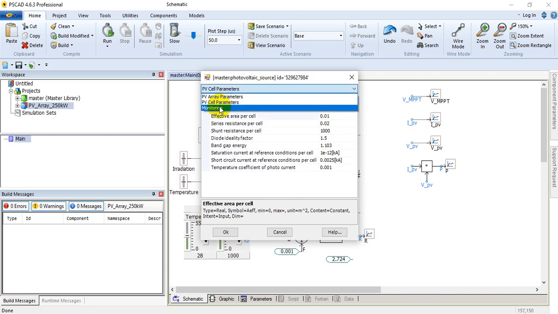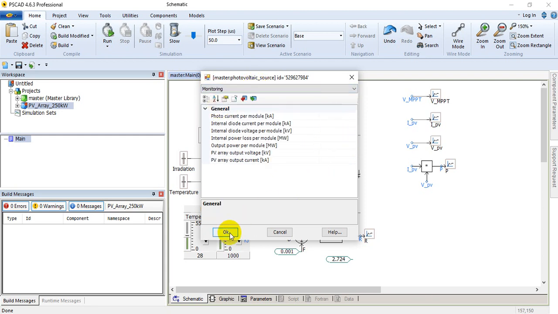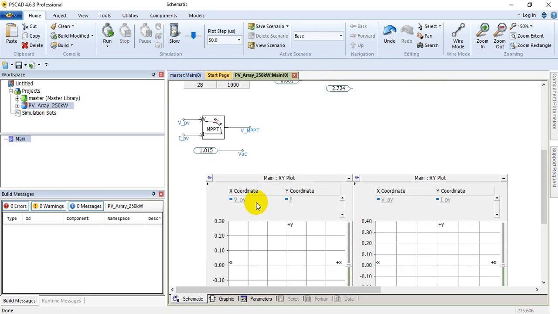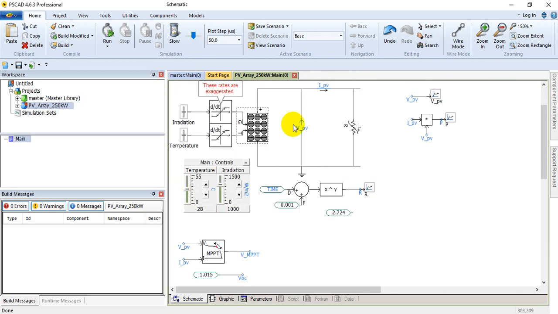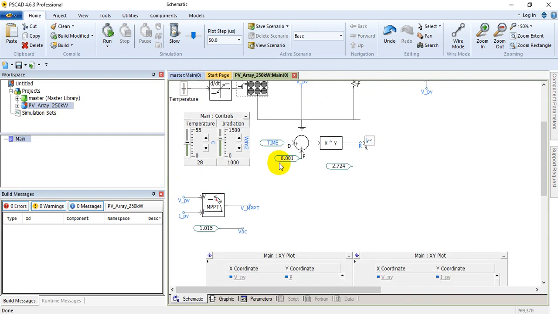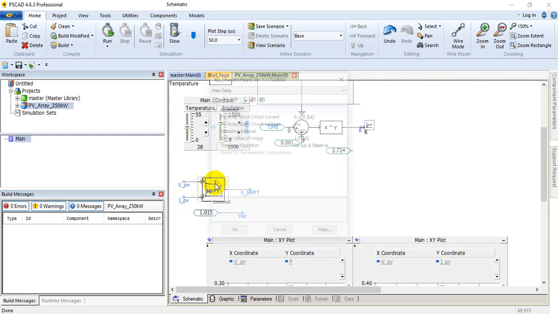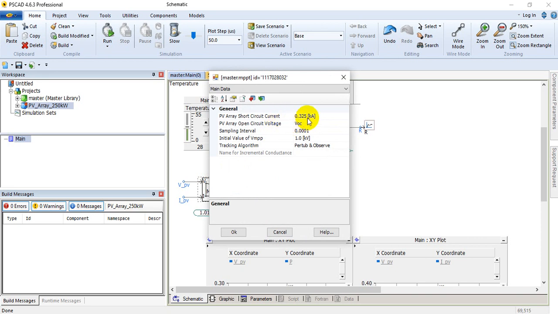The next thing is monitoring, meaning which parameters are monitored, because we are just introducing this circuit. Definitely this circuit will be part of our main solar farm. Here you can see that the MPPT takes two inputs: one is the voltage across the array, and the next is the output current of the array. In MPPT circuits, we need to provide the short circuit current and the open circuit voltage. Here the open circuit voltage, VOC, is given through the string.